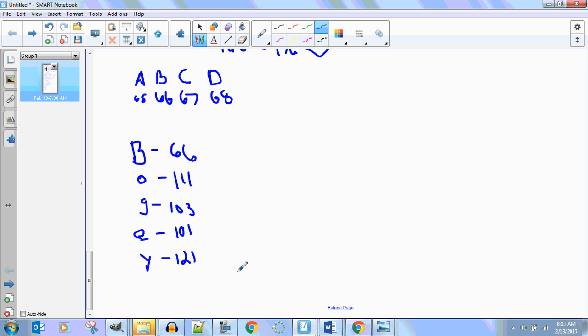Now, I've had some students turn this in to me like this: Bogey, 66, 111, 103, 101, 121. I'm like, dude, that's not binary. What is this right here? This is ASCII value, ASCII. Because letters are not letters to a computer. What are they? They're a number. A B is a 66.